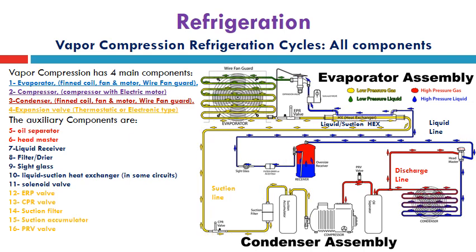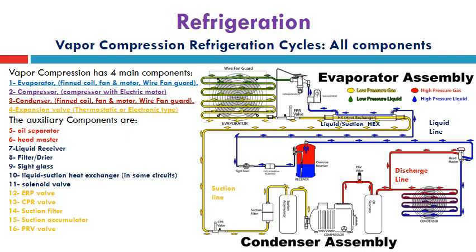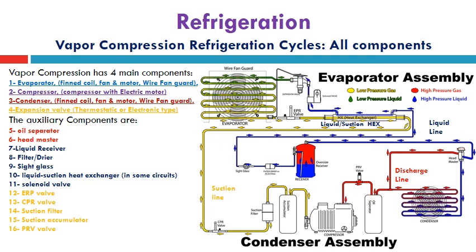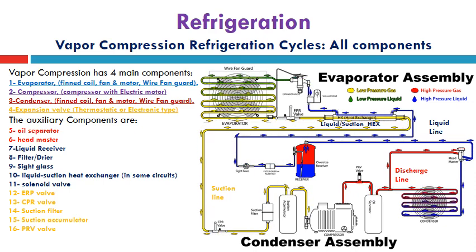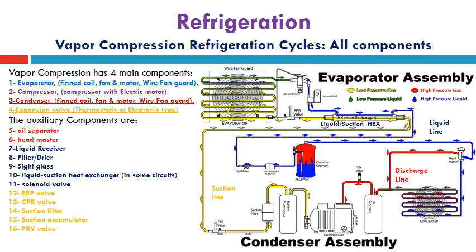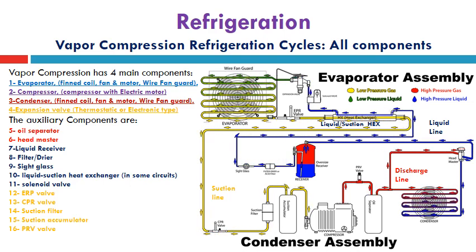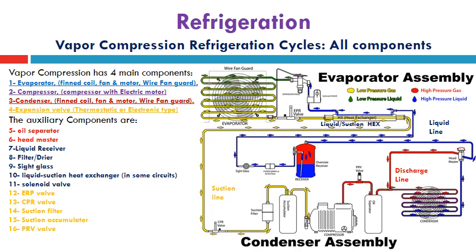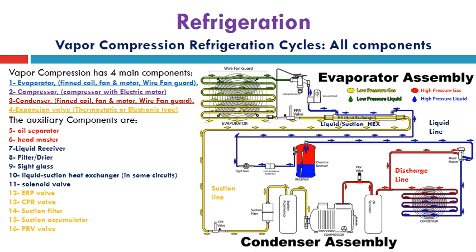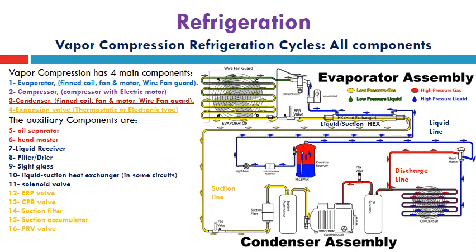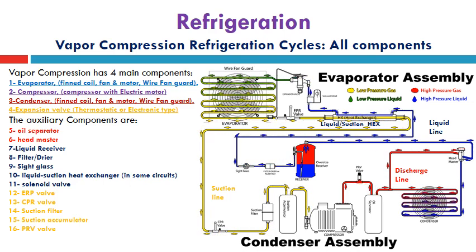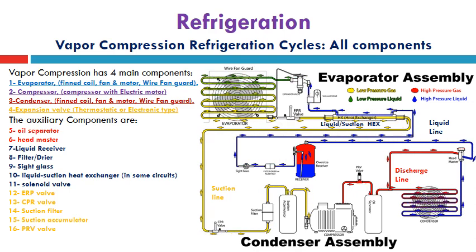Number 5, oil separator, which is installed on the discharge side of the compressor to separate oil from the refrigerant discharged from the compressor and return the oil back to the compressor crankcase. Number 6, headmaster, which is connected to balance the mass flow rate going through the condenser in different part load conditions and acting as a bypass device connected in parallel with the condenser pipes.